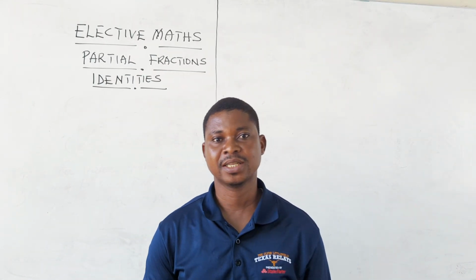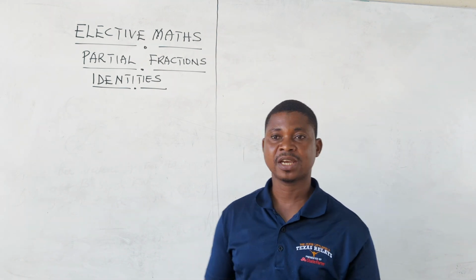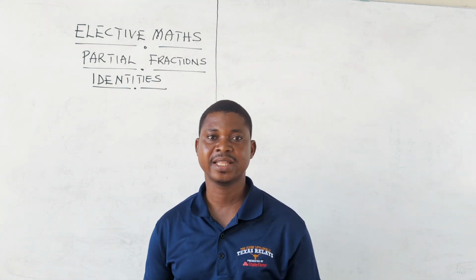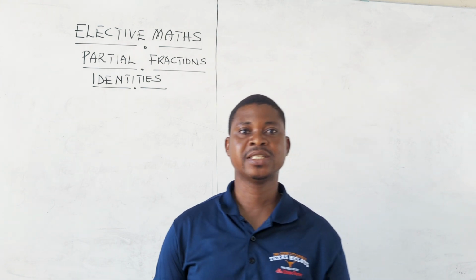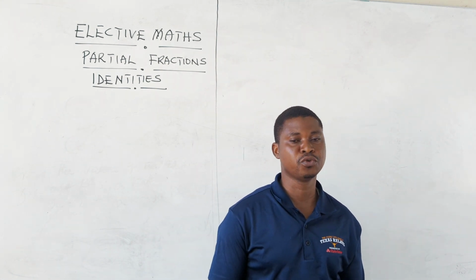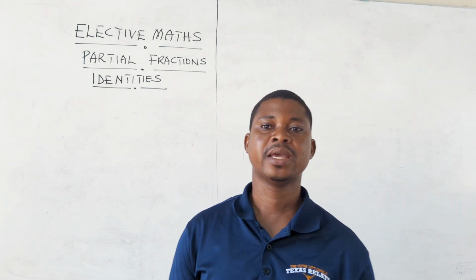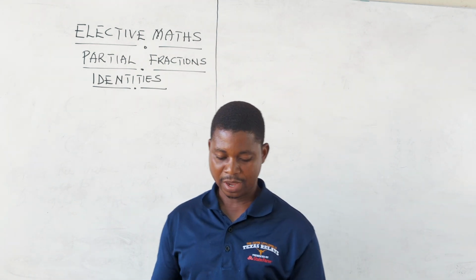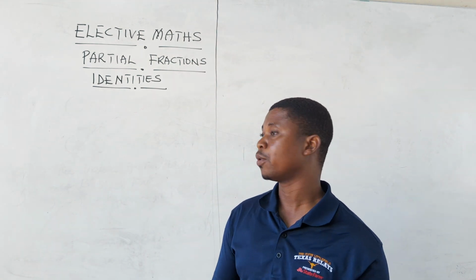Today we are going to look at elective maths, partial fractions. And with that we are going to look at the identities. When we talk of identities, they are the relations that are true for all the values of the variables. And with this, we are going to look at some examples.